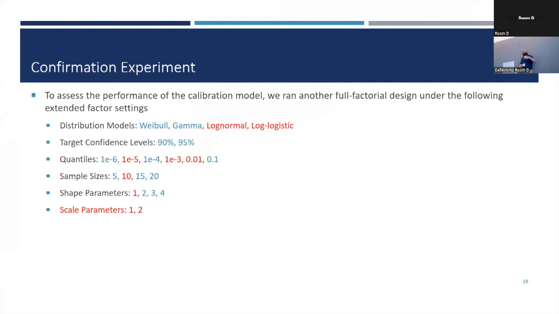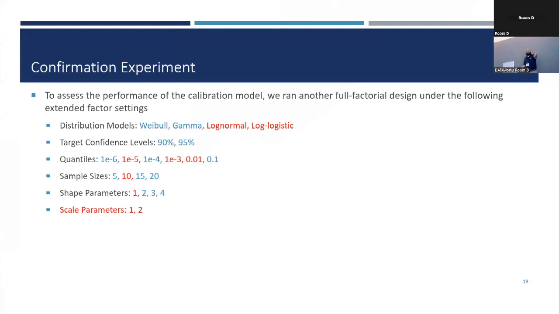All right, now let's actually assess how well we're doing. So we followed this up with a confirmation experiment where we added situations that the model had not seen. So we added 2 more distribution models that it clearly hadn't seen. We kind of filled in the gaps with the quantiles, added a few more sample sizes. We even threw back in the scale parameters just in case, to see how sensitive it was there. We also threw in the shape parameter of 1 because we knew that was going to be an extreme case.